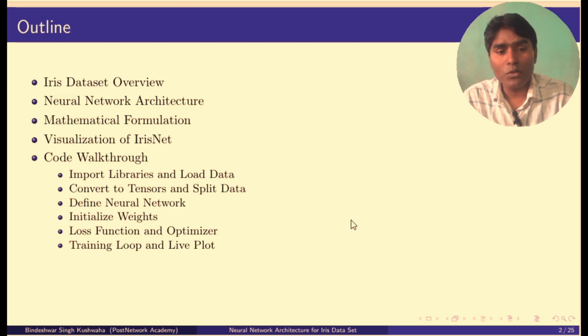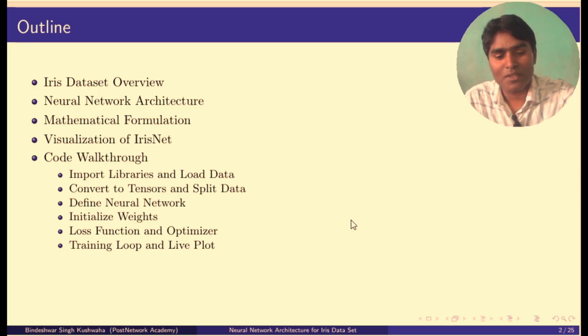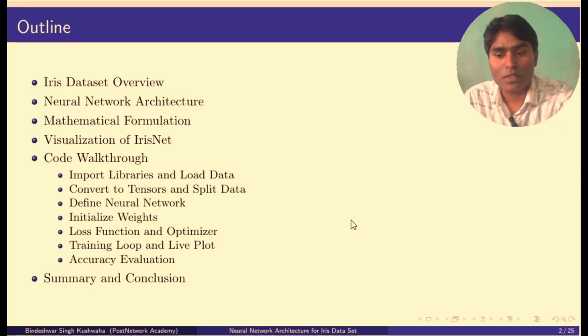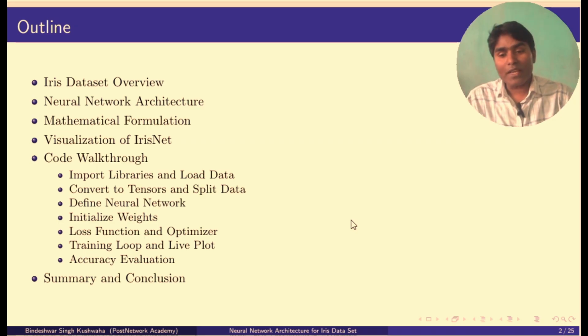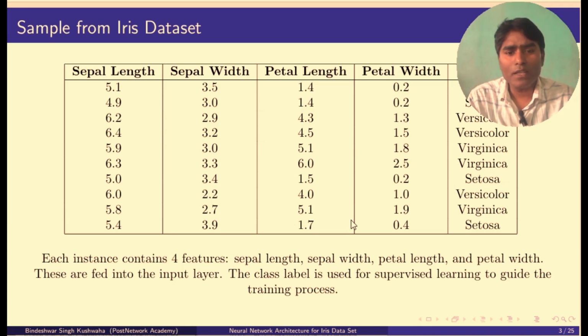Thereafter, we will use a training loop and we will see a live plot of how the loss function is decreasing or increasing as the number of epochs increases. And we will also see accuracy evaluation. And finally, we will summarize and conclude.